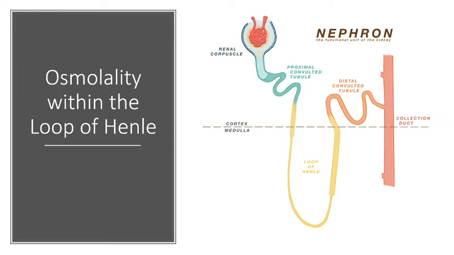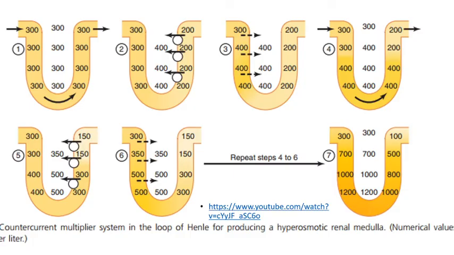The major reason, again, goes back to the pumps up in the thick ascending limb of Henle. The best way to see this is actually to look at a YouTube video, and I've put a link there which I found was quite useful. But we can work through it. Let me get a marker. If you ignore all the other pictures, let's just start with this picture.